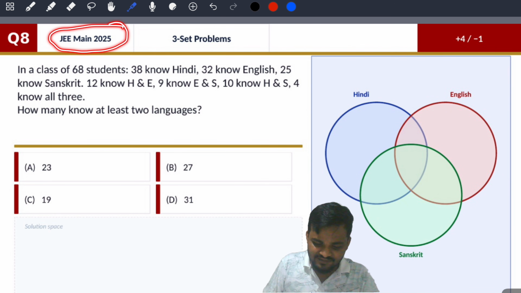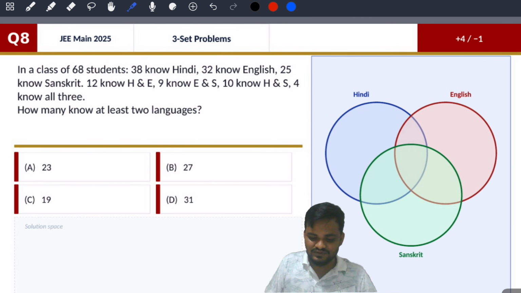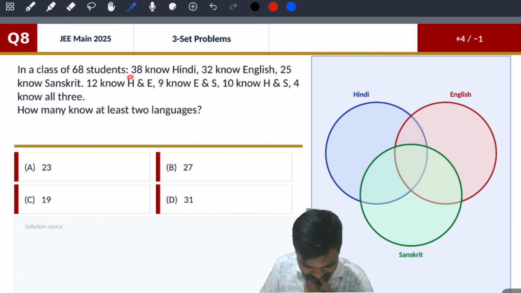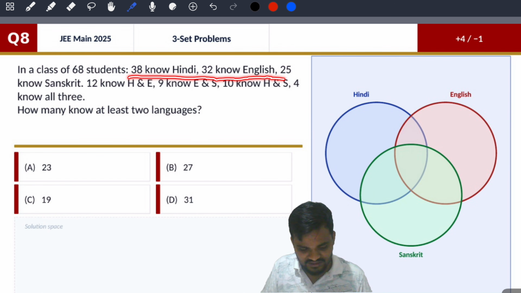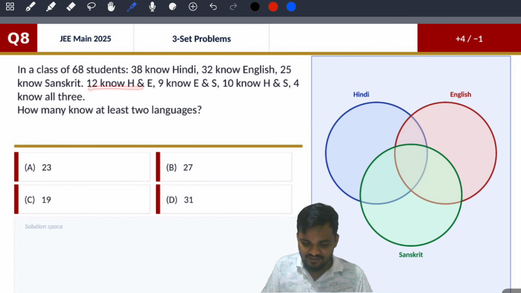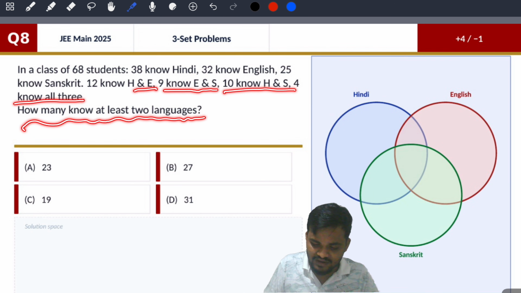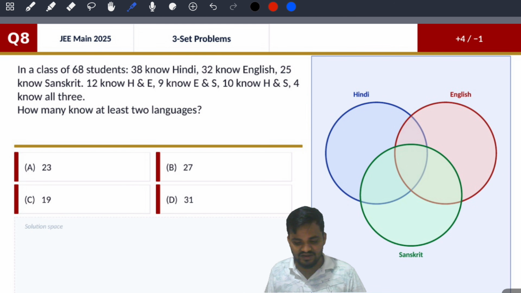This question was asked in JEE Main 2025, and what is the question talking about? In a class of 68 students, 38 students know Hindi, 32 know English, 12 know Sanskrit and English, 9 know English and Sanskrit, 10 know Hindi and Sanskrit, 4 know all three. Then how many know at least two languages? So you have to find how many of them know at least two languages.